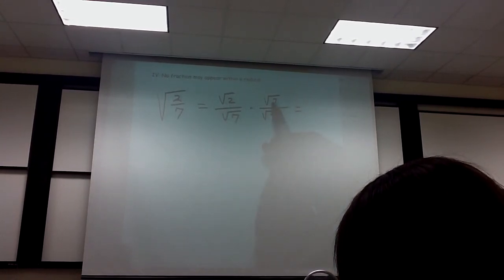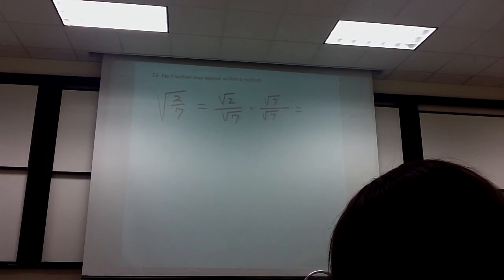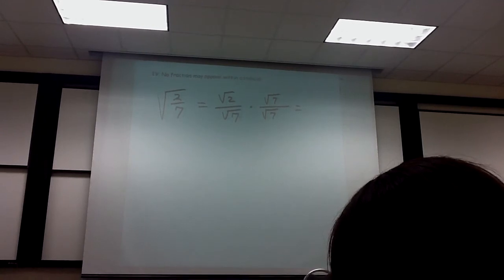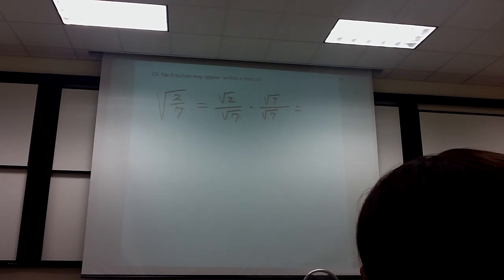Can I multiply square root of 2 times square root of 7? What do I get when I multiply square root of 2 times square root of 7? Don't they just sit next to each other? And the bottom is going to be 7. I'll grant you that one. Hey, what's square root of 2 times square root of 7? Square root of 14.